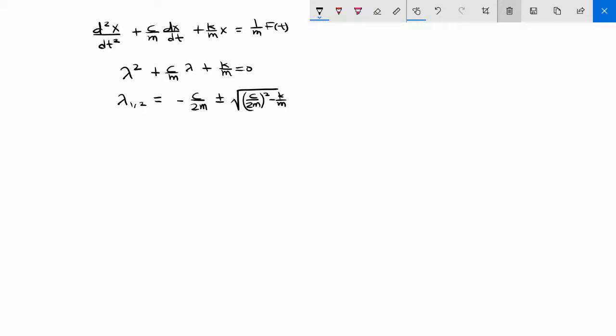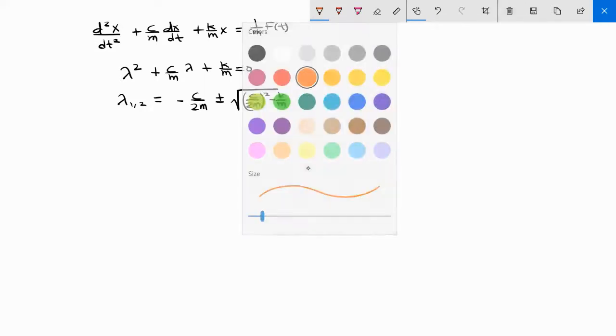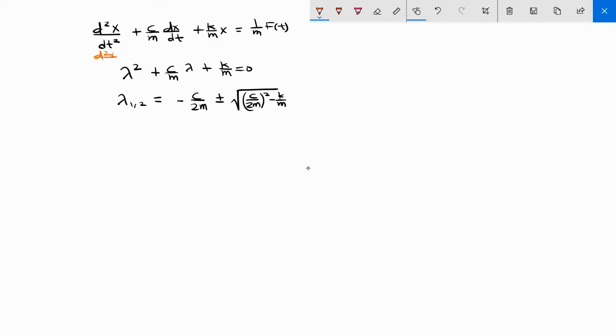Rewrite the differential equation as d²x/dt² + 2 (damping ratio) (natural frequency) dx/dt + ωn² x = f(t). So using the definitions of damping ratio and natural frequency, we can also write the characteristic equation. So it will be λ² + 2 times the damping ratio times the natural frequency times λ + ωn² = 0.